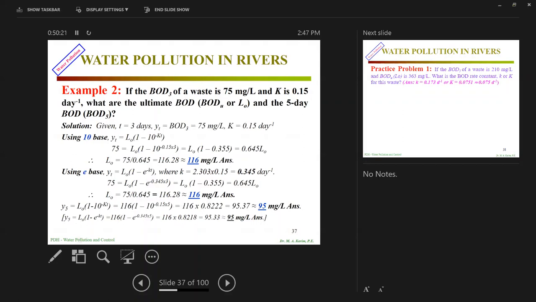If I use the e-base formula, L0 times (1 - e^(-kt)), and I put the values together, then ultimately I got very close to the same. It's a little bit different, 95.32, 95.37, but after rounding it is the same. I don't see any differences. So this is one of the ways we can solve the problem. That means if we know one or two values, we can find the third one from this equation. That's the advantage of having the mathematical reference.